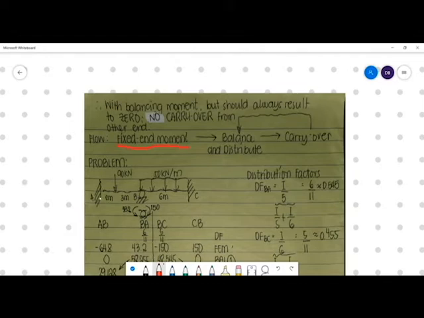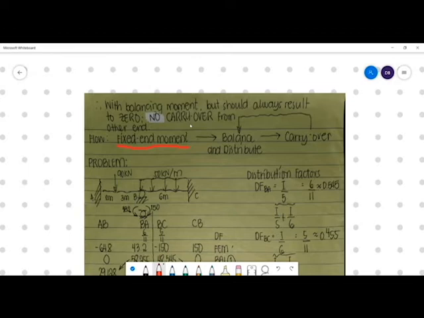Solving this problem, we have a continuous beam with fixed supports on both ends: a fixed support at A, a fixed support at C, and an internal support at B. We determine the moment that acts on each point, at point A, point B, and point C.